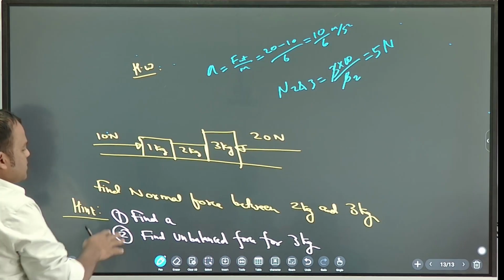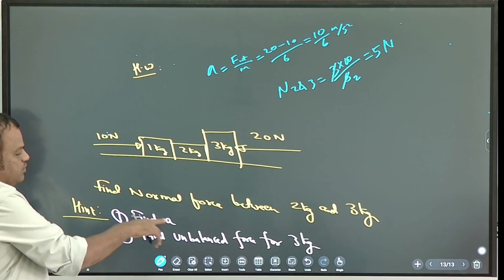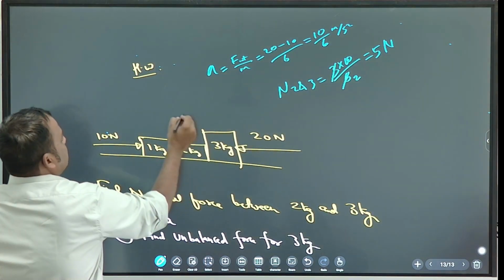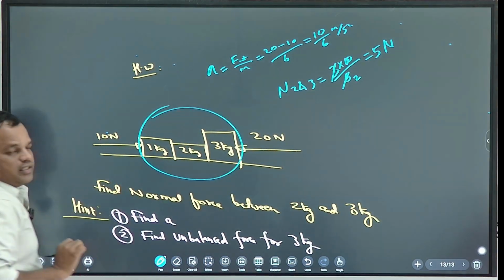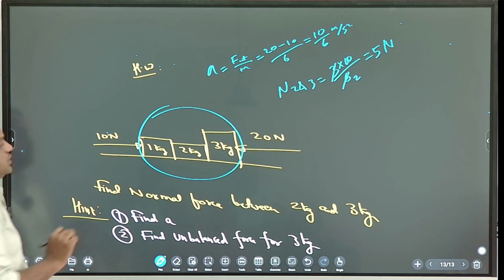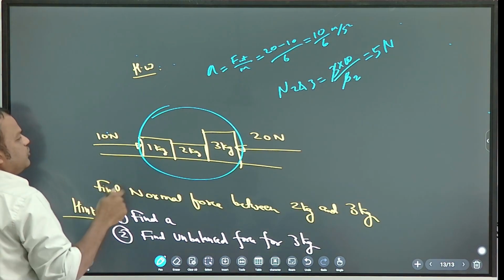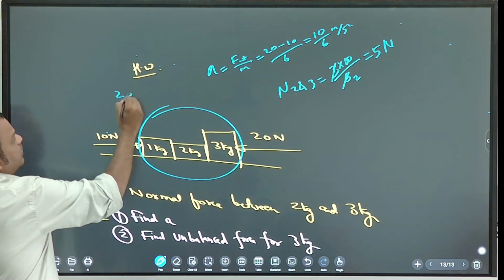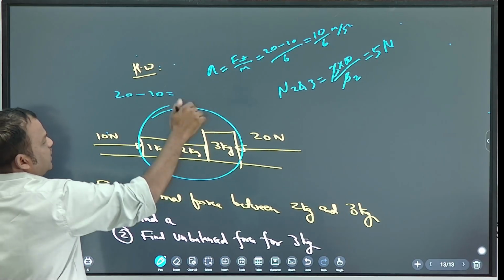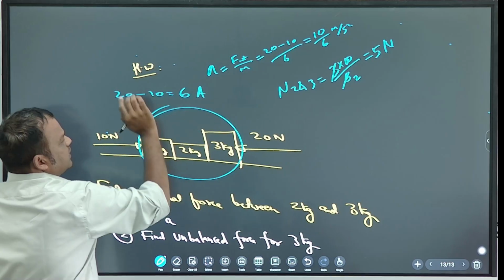So what is the first step? Find acceleration. Now you can combine these. What is the total mass? Total mass 6. And what is the net unbalanced force? 20 minus 10. 20 minus 10 is equal to total mass 6 into acceleration.